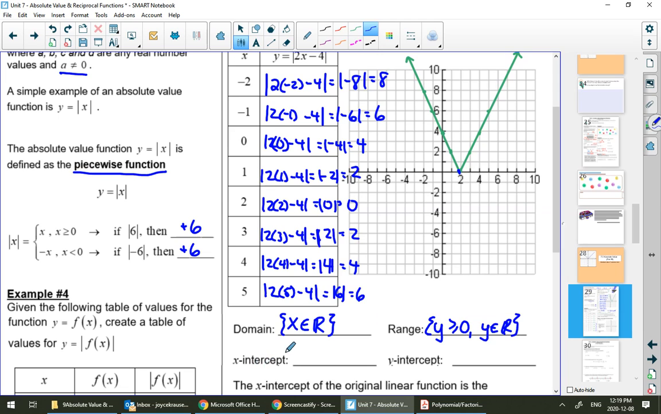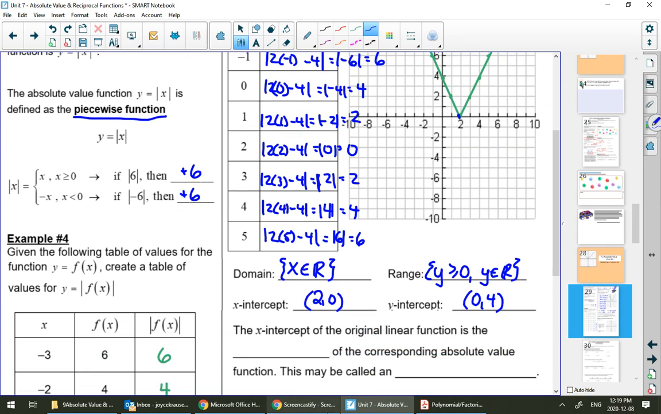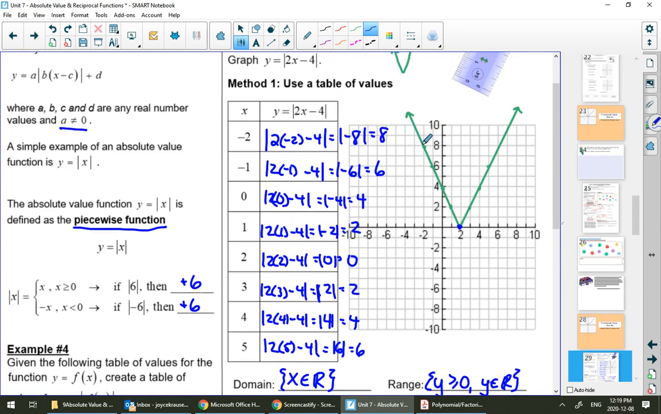Now for our x-intercept, that's when y equals 0, so our x-intercept is happening at 2 comma 0, and our y-intercept is happening at 0 comma 4. Taking a little look further here, the x-intercept of the original linear function is the blank of the corresponding absolute value function. So if I were to graph that original function of y equals 2x minus 4, that graph would go up in this direction and it would cross right at 2 comma 0.